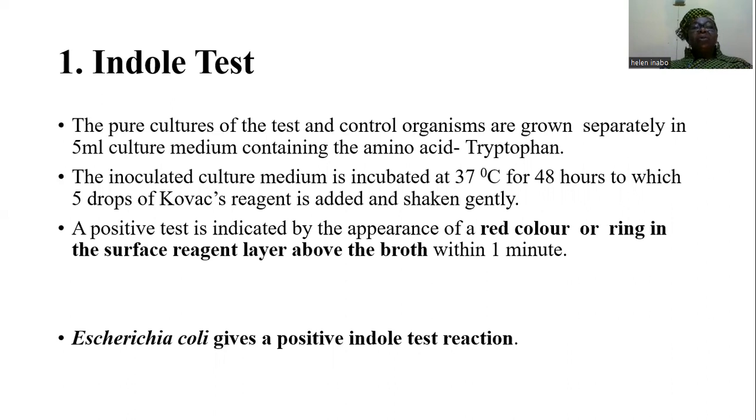The inoculated culture medium is incubated at 37 degrees Celsius for 48 hours, to which 5 drops of Kovacs reagent is added and shaken gently. A positive test is indicated by the appearance of a red color or ring in the surface reagent layer above the broth within 1 minute.